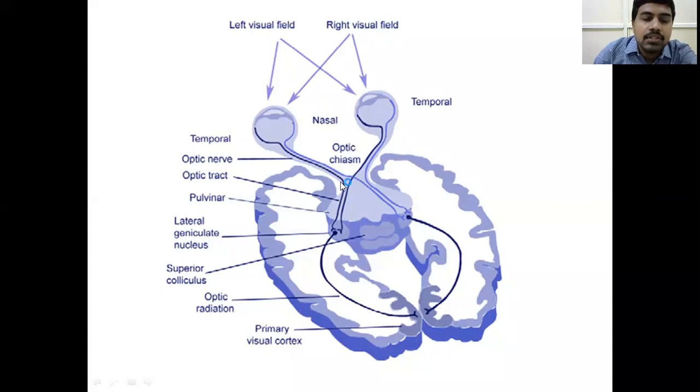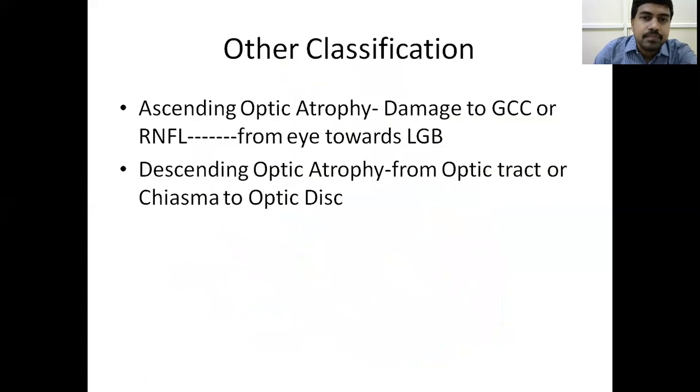And when it starts in this optic chiasma or optic tract due to some CNS lesions and proceeds downward, then it is known as descending type of optic atrophy. Okay, so ascending means damage to ganglion cell or retinal nerve fiber layer. The damage goes from the eye towards the lateral geniculate body. Whereas descending optic atrophy starts in the optic tract or optic chiasma and goes to the optic disc. So this is ascending versus descending optic atrophy.